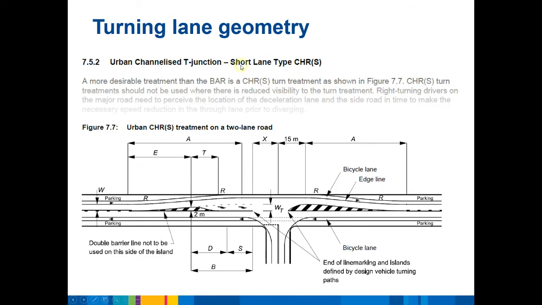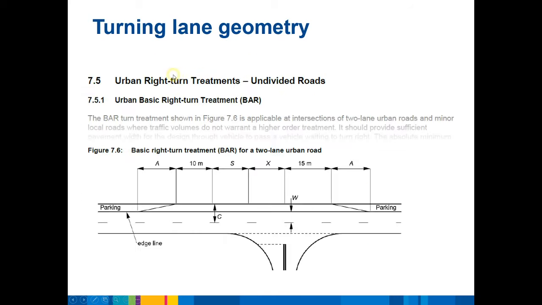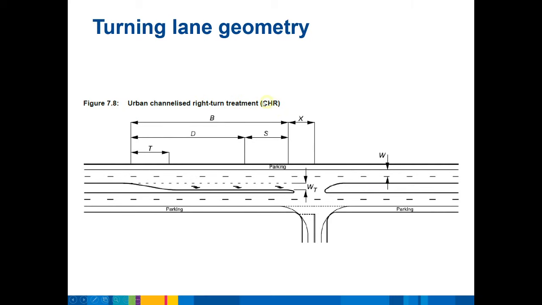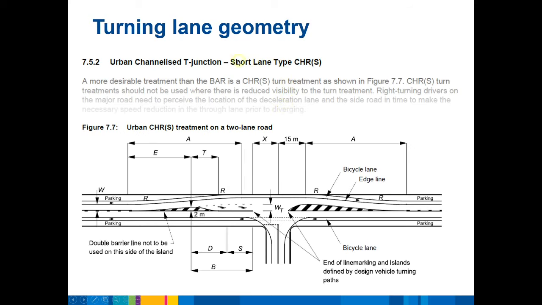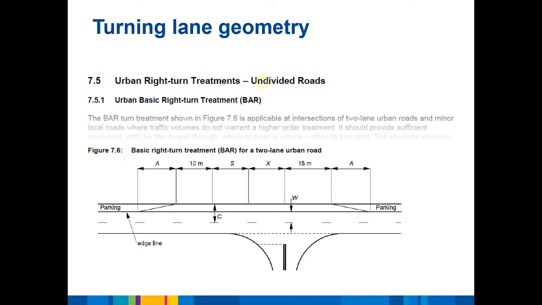If I go here, we've got CHRS, which is a short lane type. And if I go back one or forward one, we've got CHR, which is channelized right turn treatment. CHRS here, channelized right turn treatment, short lane type. It's basically just a slightly cheaper version of the same thing.